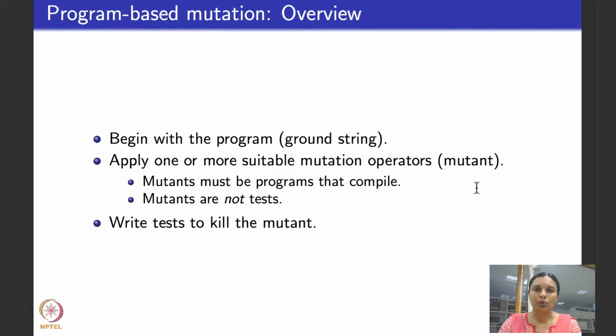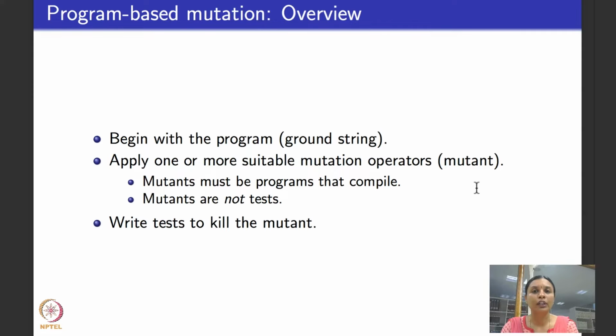For program-based mutation, which we are going to begin in this lecture, we basically begin with a given program. Please remember that in mutation testing, the given program that you begin with is called the ground string. Then I apply one or more suitable mutation operators to get a mutant, or a mutated program. Typically, it's exactly one mutation that I apply. Remember that mutants must be valid programs that must compile, and mutants are not test cases. We have to write test cases to kill a mutant.